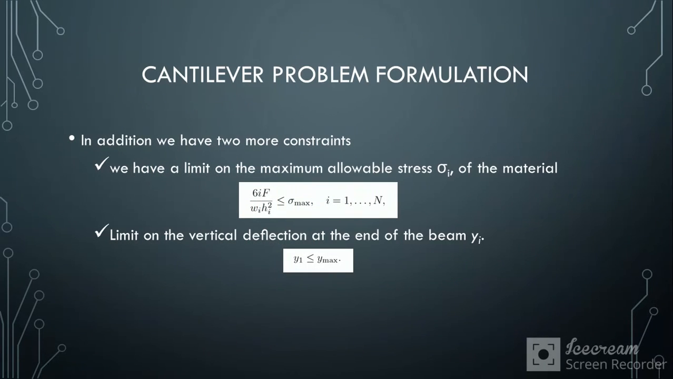We have two more constraints in addition to the previous ones. The first one is the maximum allowable stress. We have to limit the maximum allowable stress of the given material, and that can be limited by using this formula. The second one is the vertical deflection of the beam. We must also limit the vertical deflection of the beam, which can be represented by y.